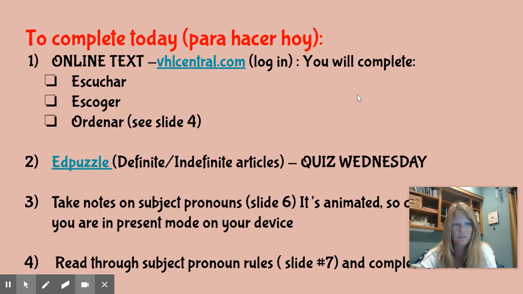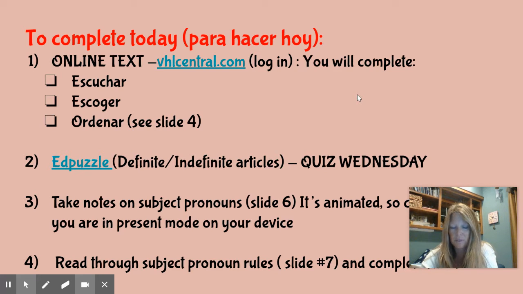First of all, you need to go through the online text. Go to vhlcentral.com, log in, and you're going to complete 3 activities: escuchar, escoger, and ordenar. We'll talk about that in a second. You're going to complete an Edpuzzle on definite and indefinite articles. We have a quiz on Wednesday.